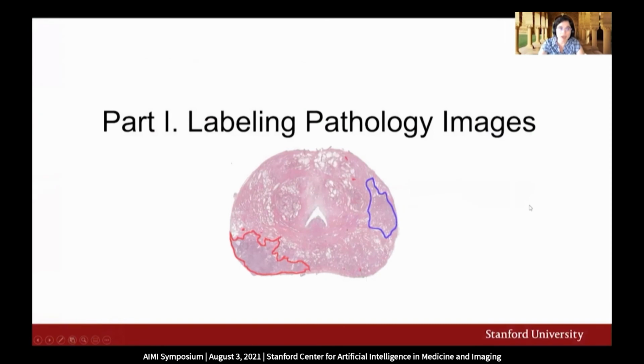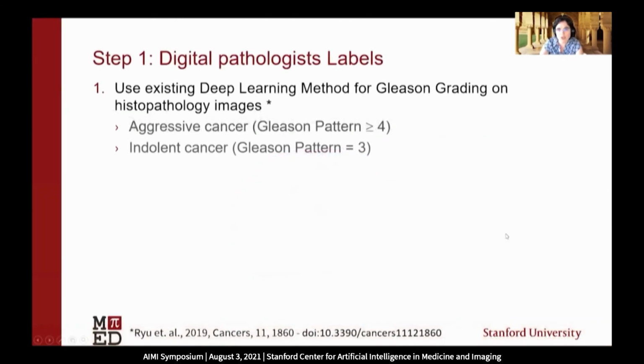So with that in mind, let me tell you a little bit about how we go about labeling our pathology data and why we want to use the digital pathologist. In this particular context, we have been using deep learning methods to detect Gleason grades. This is the information that is used by pathologists and clinicians in order to characterize the type of prostate cancer, and essentially distinguish the aggressive from the indolent cancers, or indicate whether this is an aggressive or indolent cancer.